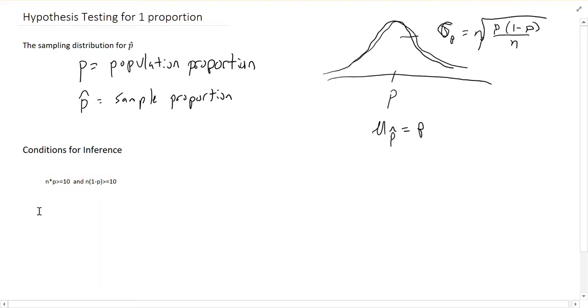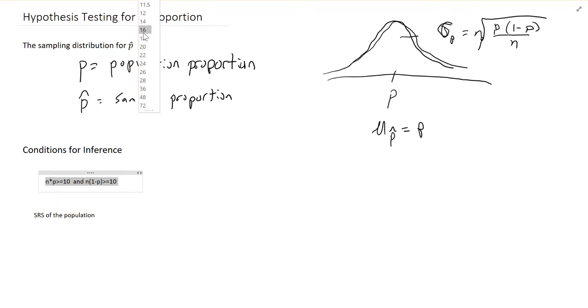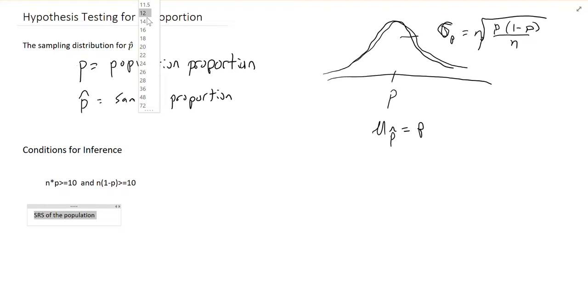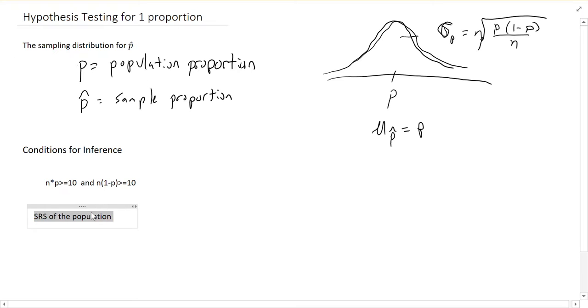You also want an SRS of the population, that our data is selected from a simple random sample of the population. Those are kind of small. Let me see if I can make those bigger so that they're a little bit easier for you to see. And there's actually a third condition. The third one is that you want your sample to be less than 10% of the whole population.